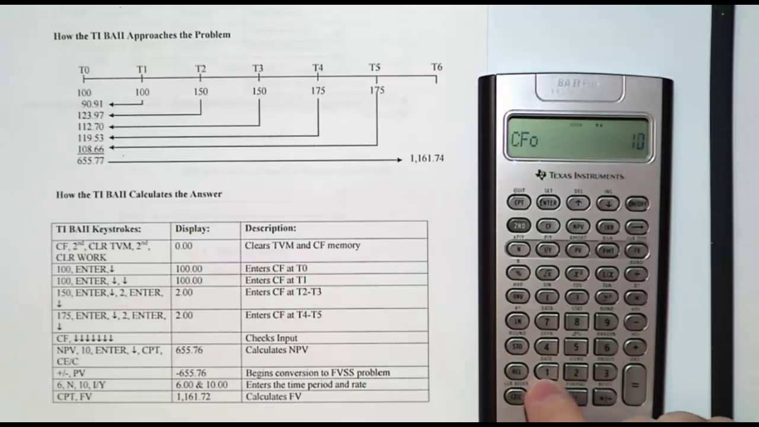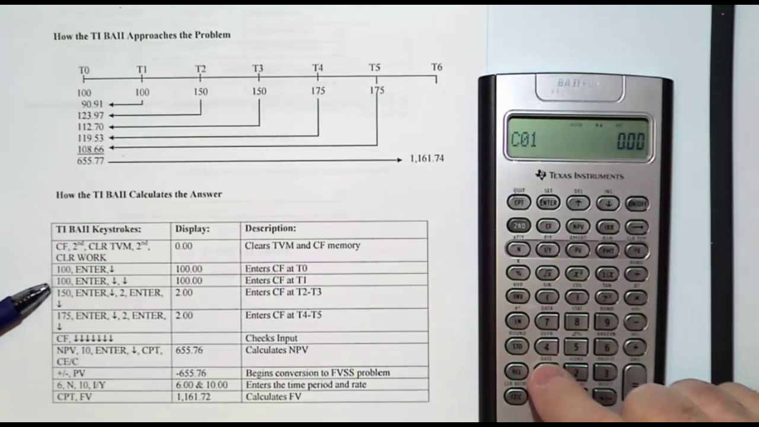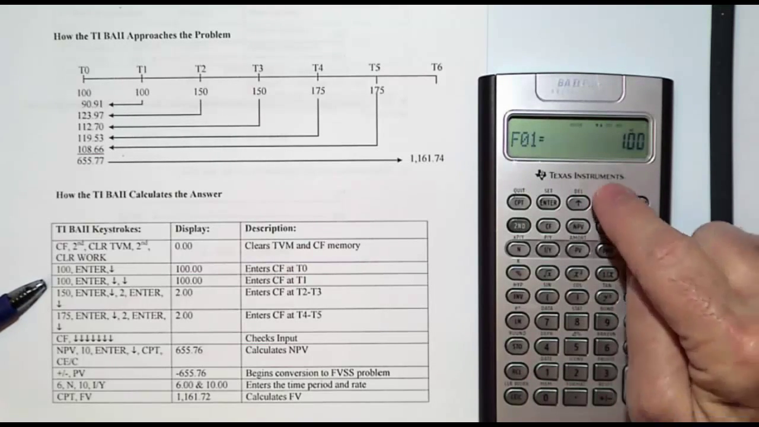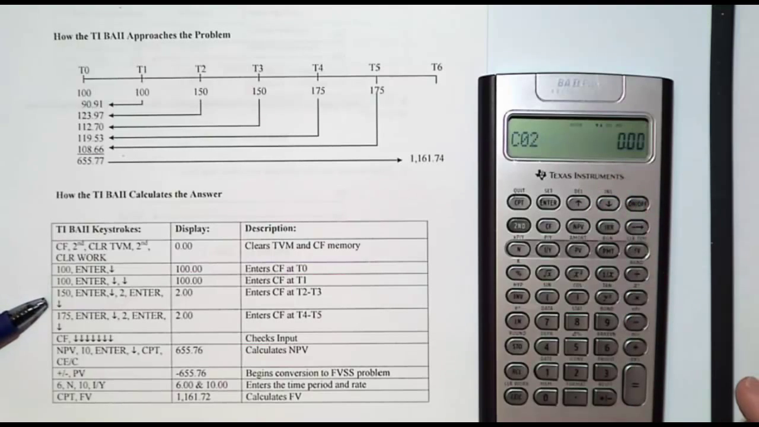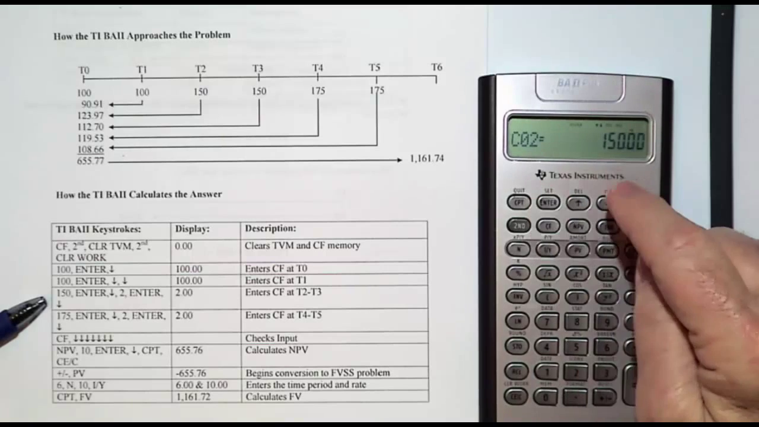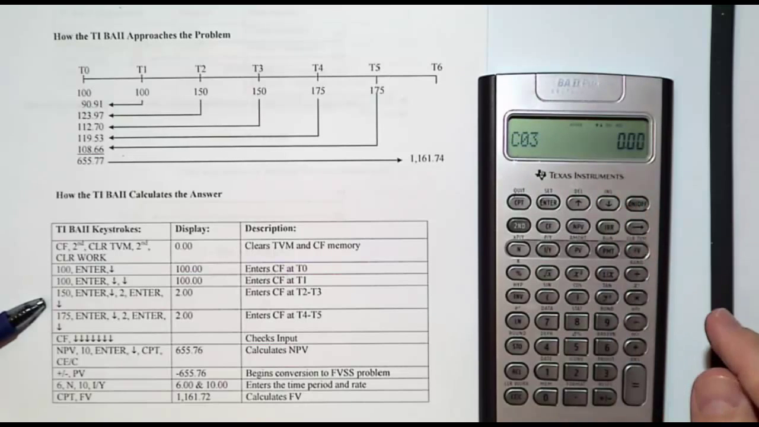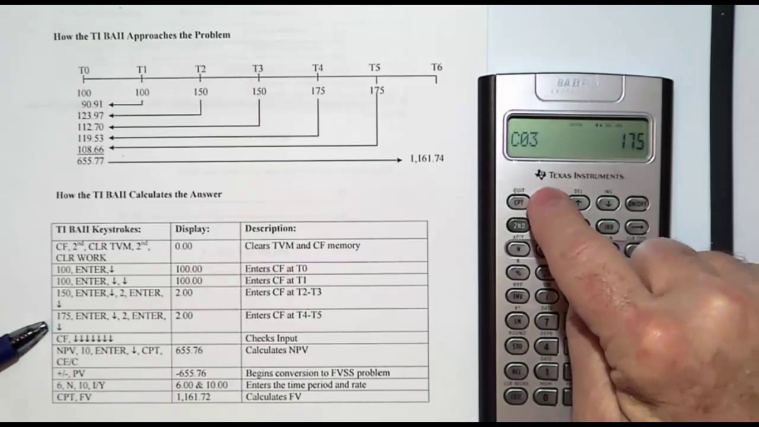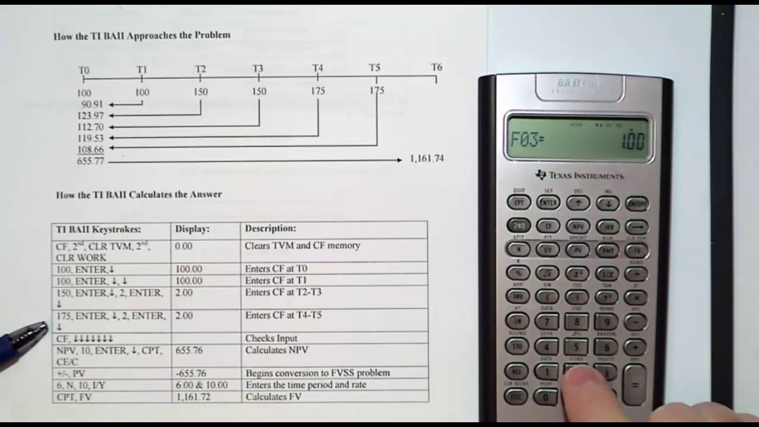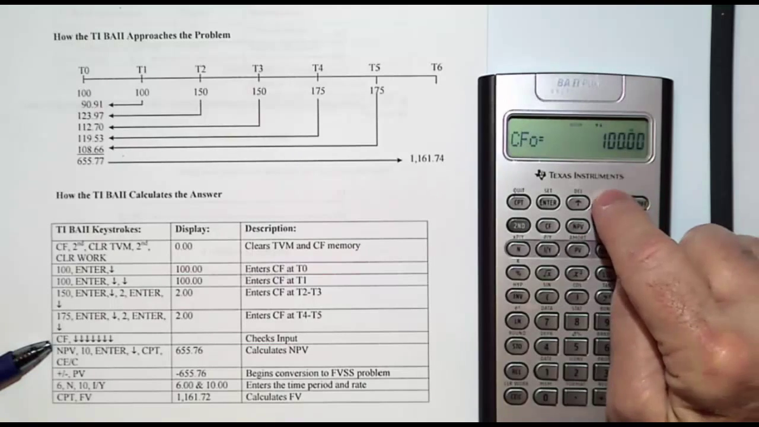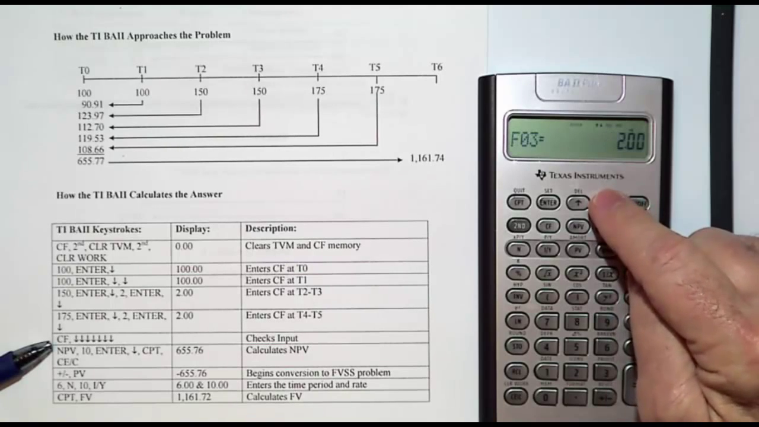Cash flow 0, 100, enter down, and you can follow along with me here. Cash flow 1, 100, enter down, and there's only one of them, so we can hit down again. Then 150, enter down, but there are two of them. 2, enter down. 175, enter down, and there are also two of them, 2, enter down. And then we could, if we wanted, hit the cash flow key and the down arrows and just see that everything's in there, and it looks like it is.